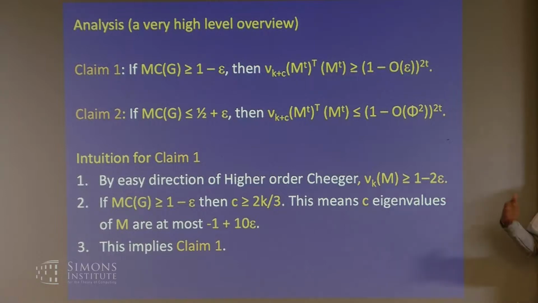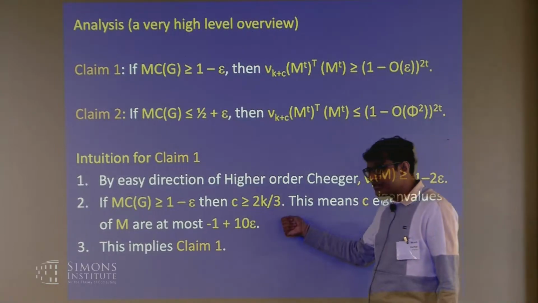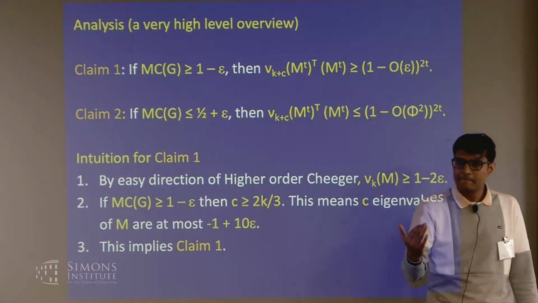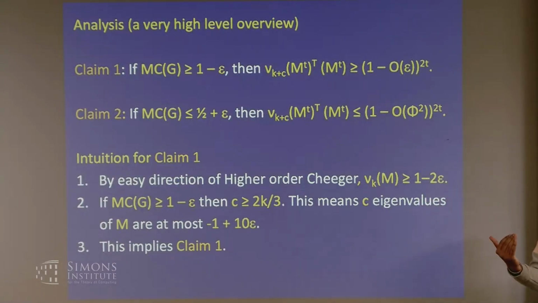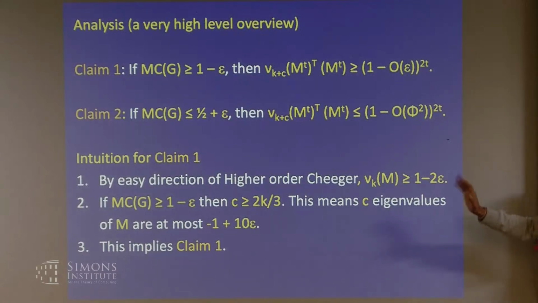On the other hand, I also know that I have 2k over 3 clusters that are almost bipartite. So this gives me a bunch of eigenvalues, at least c of them, that are close to negative 1. So I have k eigenvalues close to positive 1, and c eigenvalues close to negative 1. If I look at an even power of this matrix, I conclude that there are at least k plus c eigenvalues of M to the 2t, all of which are at least 1 minus 10 epsilon to the t. Right? So this is the intuition behind claim 1.